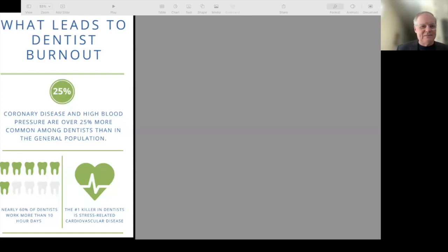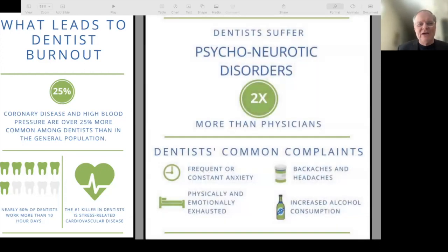Dentists still have more heart disease than the average population, and this is not uncommon. Number one killer in dentists is cardiovascular disease. It's also true in other professions, but we do work long hours. One of the things that sets us aside from our medical colleagues is that dentists tend to have 2 to 2.5 times greater psychoneurotic disorders than physicians.